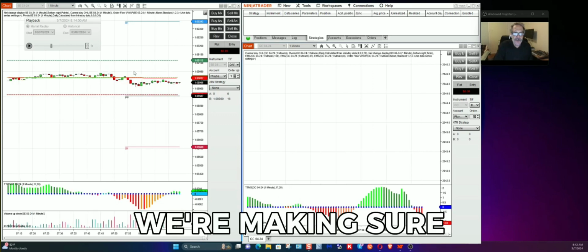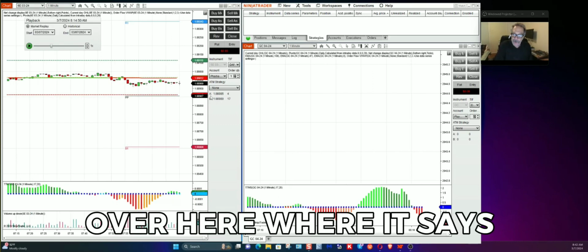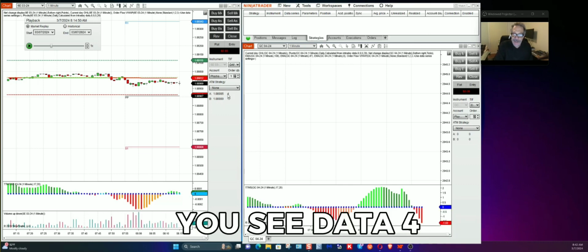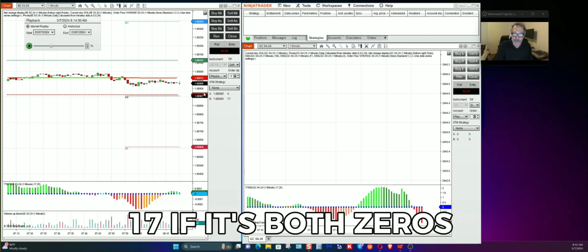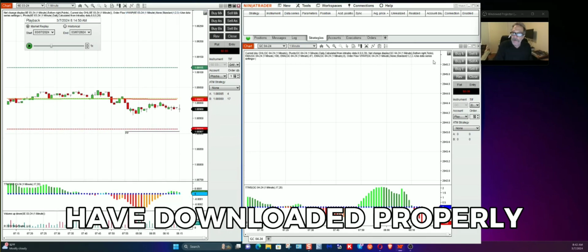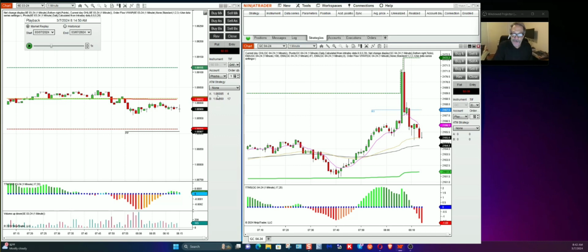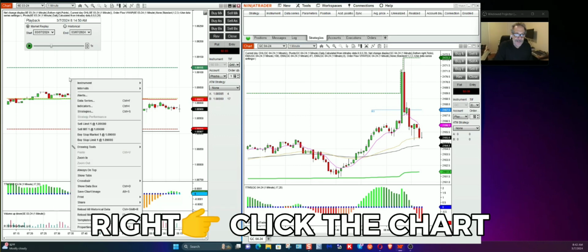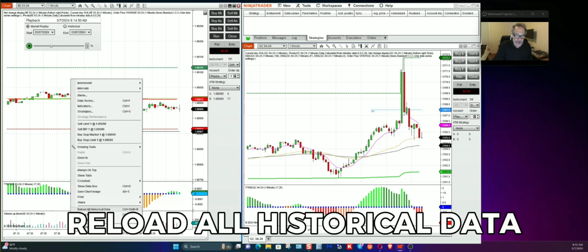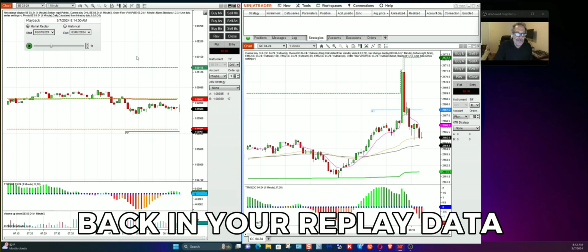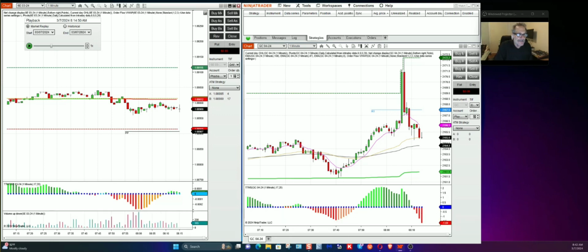We're making sure over here where it says ask and bid, right here, you want to make sure you see data, 417. If it's both zeros, your replayed data may not have downloaded properly. If you don't see numbers here and you just see zeros, right-click the chart, reload all historical data, and that sometimes helps you load back in your replayed data.